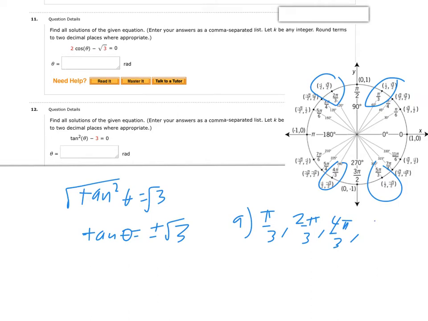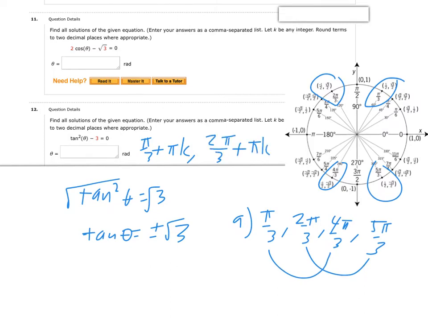I'm going to match those up with their diameter buddies, which everyone does have here. These two are diameter buddies and these two. So on each of those, I'm going to say the first one plus pi k. And then I'll do it again for the second group. The first one plus pi k.